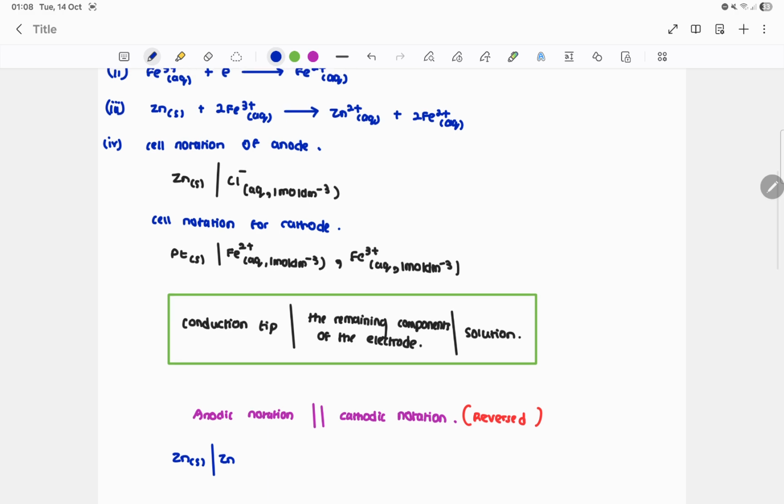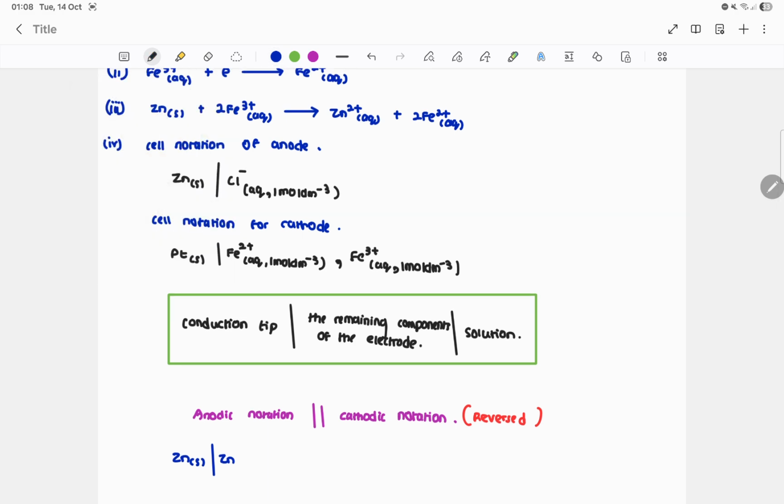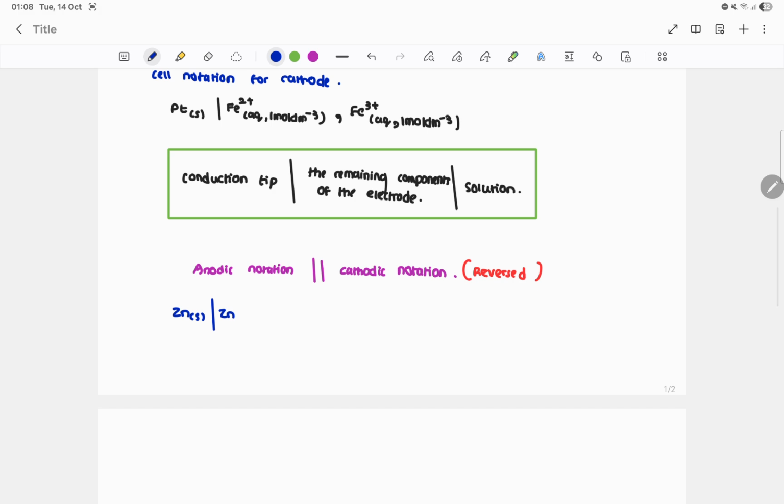or as you can write, sorry, there's a small mistake. It will be Zn2+. You can write Zn2+ or zinc chloride, but I would prefer writing Zn2+. Zinc chloride is also correct. Aqueous 1 mol dm^-3. Then separate it with two lines. Then the reverse of this one.